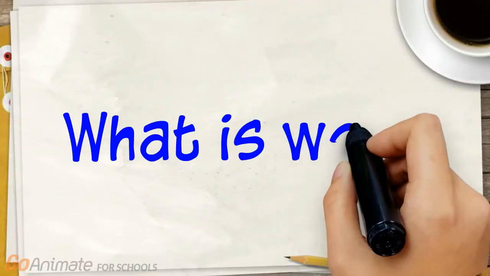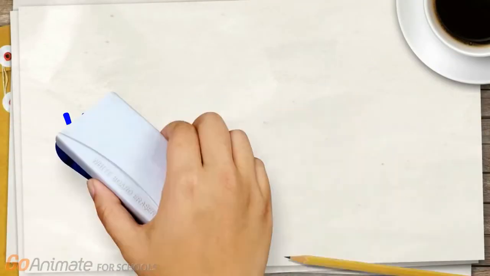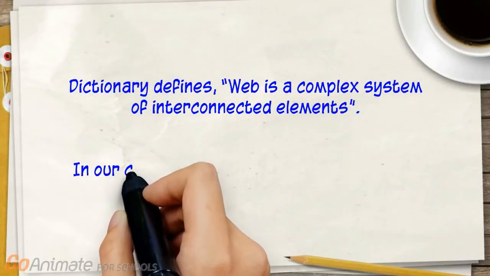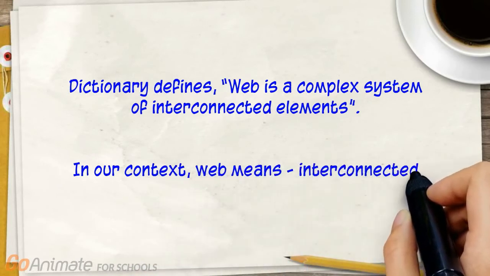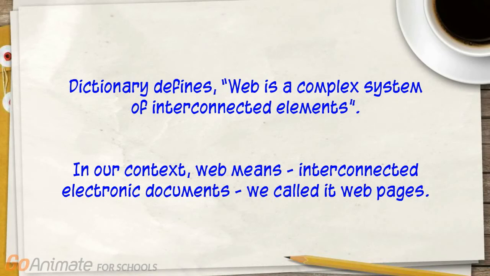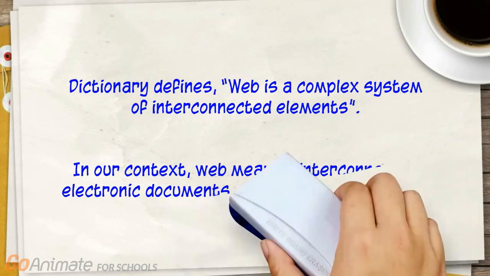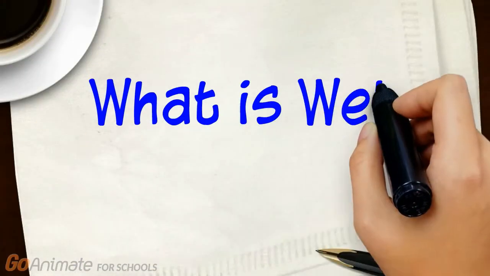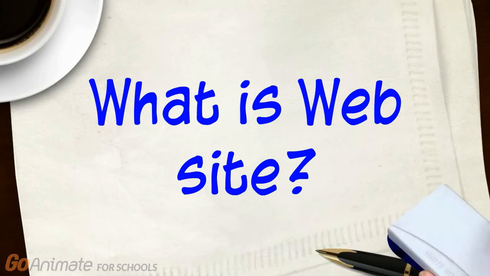Let's learn, what is web? Dictionary defines, web is a complex system of interconnected elements. In our context, web means interconnected electronic documents. We call them web pages. Then, what is a website? Let's learn that now.